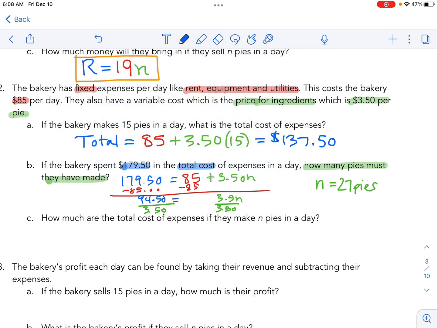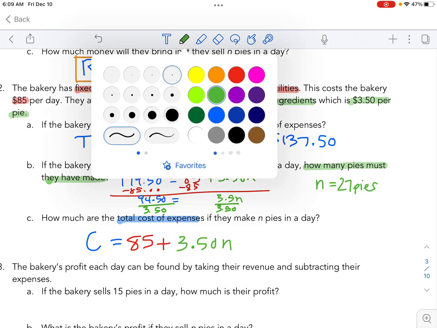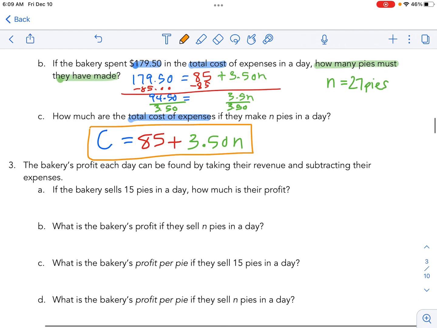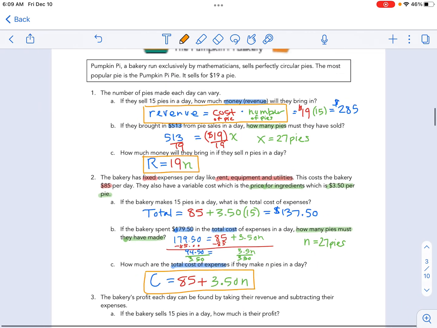Okay, and it says how much are the total cost of pies if they make N pies a day. So again, they're going after total expenses. I think I said total costs. I wasn't reading carefully. Total expenses, right? So we're going after what we did in part C. We want to generalize this for any number of pies. So our cost then, we'll just call it C for cost, is that 85, that's a constant, right? That's our overhead. So that's going to be 85 plus 3.50N. So that's going to be our expression, our model, so to speak, for the cost of making pies in that facility.